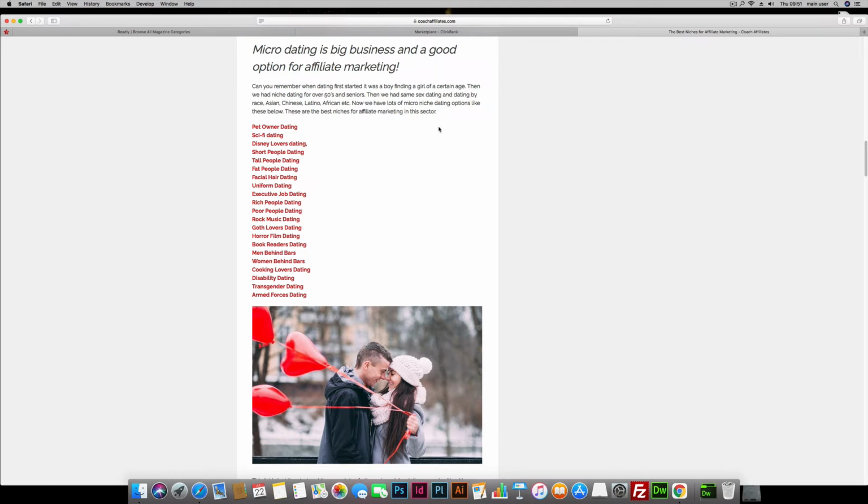So just doing the first one, online dating, you can really dig down into micro dating, and that's basically what's happening now. Before, you might have had niche dating like over 50s and dating for seniors, and now we have same-sex dating. Asian, Chinese, Latino, African, but they also have dating for pet owners. Obviously, they like to come into contact with other single people who are pet owners, so they have something in common straight away. Sci-fi dating, Disney lovers dating, short people dating, tall, fat, facial hair dating, uniform dating. Some people like people in uniforms, like firemen and things like that. This is a niche market.